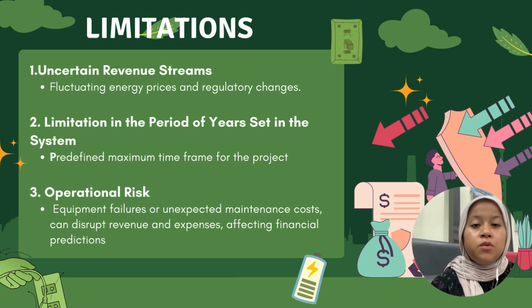Next, the last one is operational risk as a significant factor. Renewable energy projects involve complex infrastructure and equipment that are subject to potential failures and unexpected maintenance costs. Equipment malfunctions, wear and other operational disruptions can lead to unplanned expenses and revenue losses. These disruptions can affect the accuracy of financial prediction and must be factored into the risk assessment process.